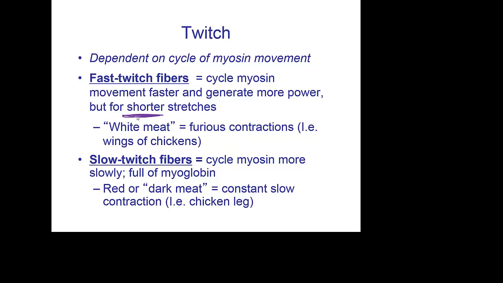Slow twitch fibers, the red meat or dark meat I have here of our chicken leg, these are slow, constant contractions. So you can also think about this like sprinters with a lot of fast twitch muscles versus marathon runners with a lot of slow twitch fibers, if you don't like my chicken example.